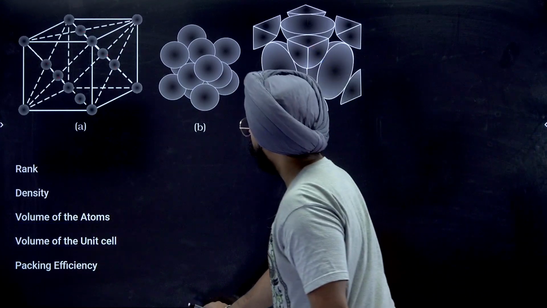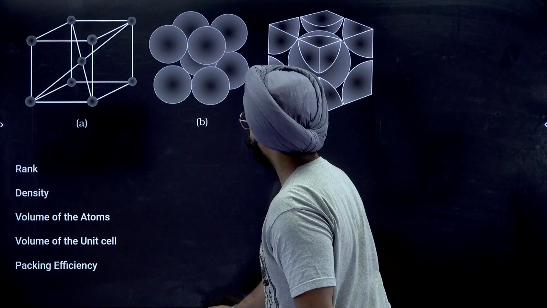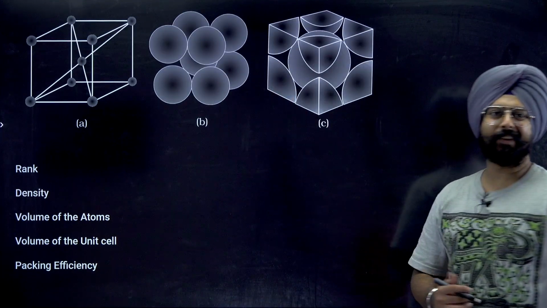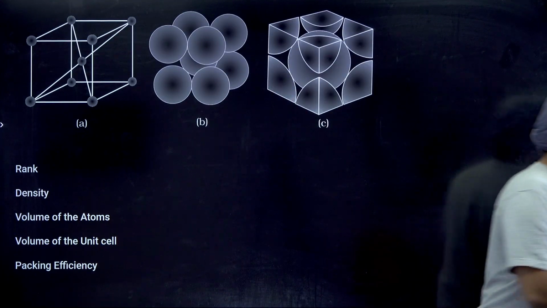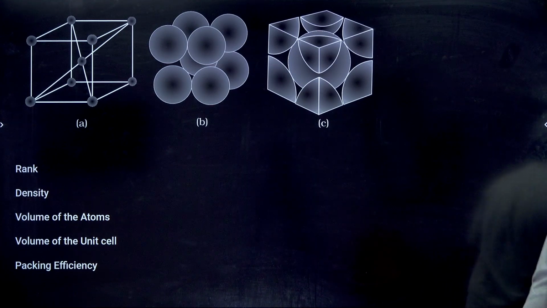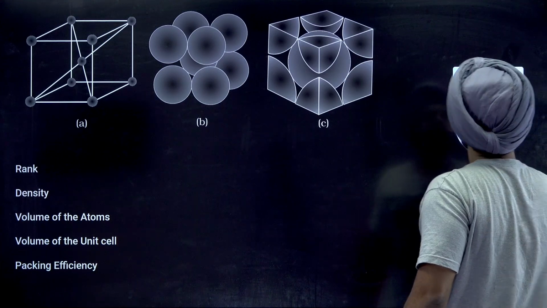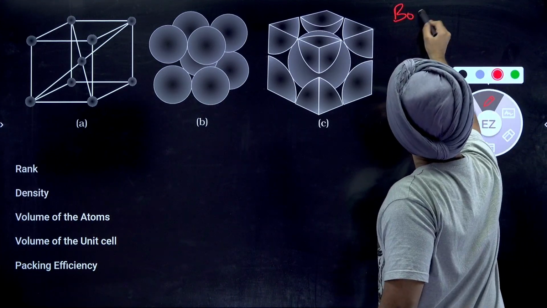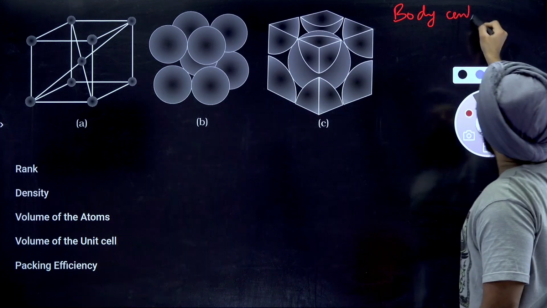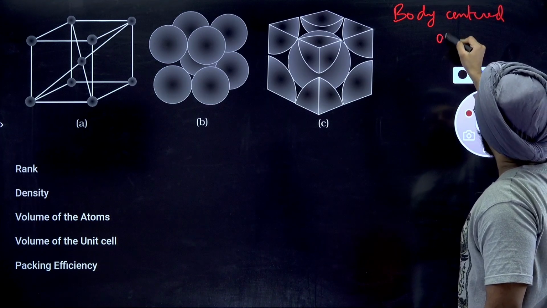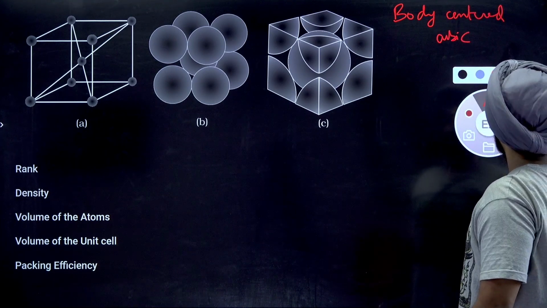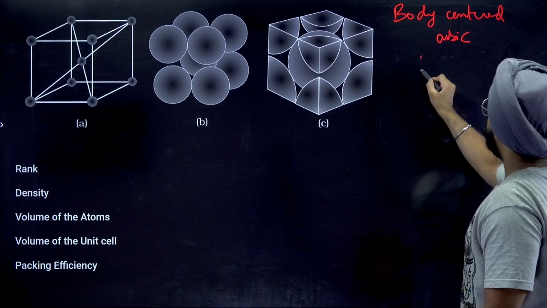Chalo, let's move on. Body centered cubic. This one is body centered cubic. I'll write that over here. This is body centered cubic unit cell. So I can also call it BCC.